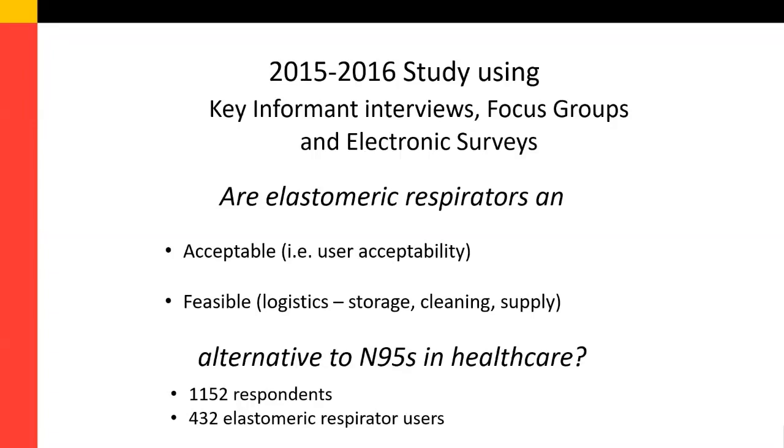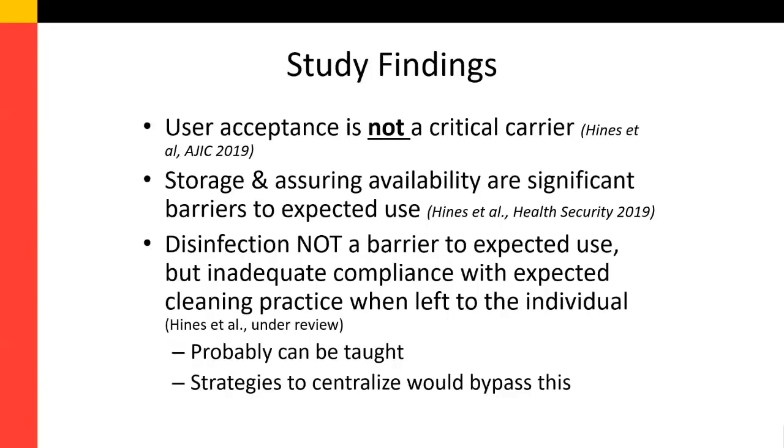And so between 2015 and 2016, we performed a study using key informant interviews, focus groups, and electronic surveys to try to really understand, are elastomeric respirators an acceptable and feasible alternative to address N95 respirator shortages in healthcare. We ended up having 1,152 total respondents, of whom 432 were active elastomeric respirator users. So what we found is that user acceptance is not a critical barrier to elastomeric respirator use.